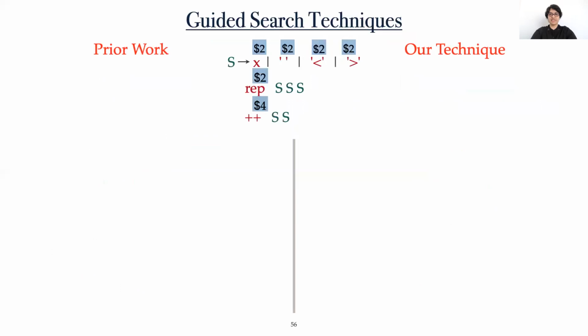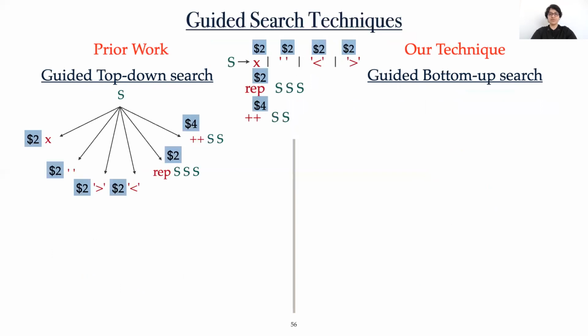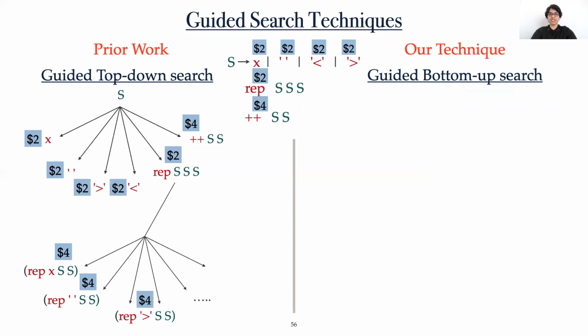Existing guided search techniques use guided top-down search. We are in fact the first to combine guided search with bottom-up enumeration. Guided top-down search is similar to its unguided version. It unrolls cheapest programs first, but it uses costs of productions to decide the order in which to unroll them.